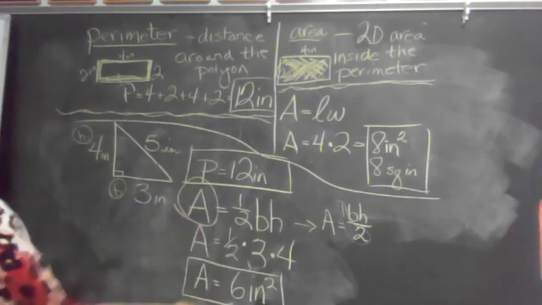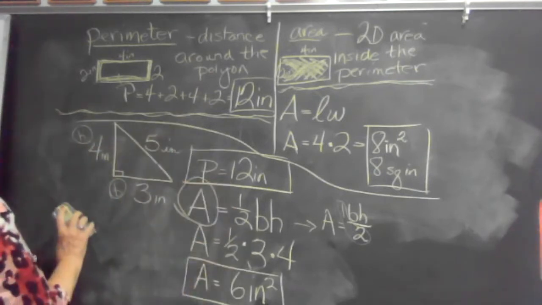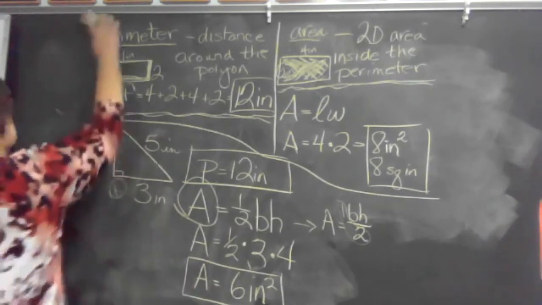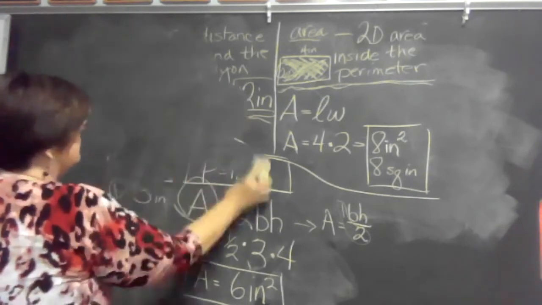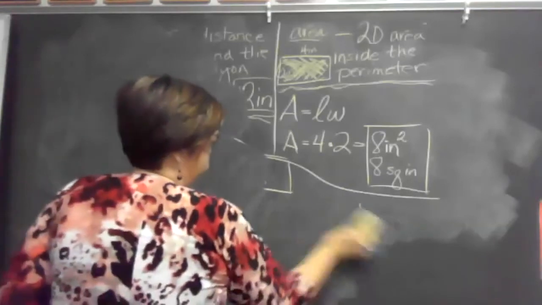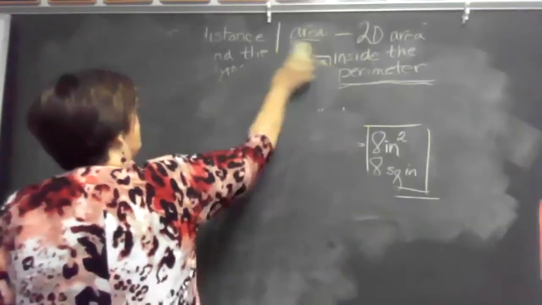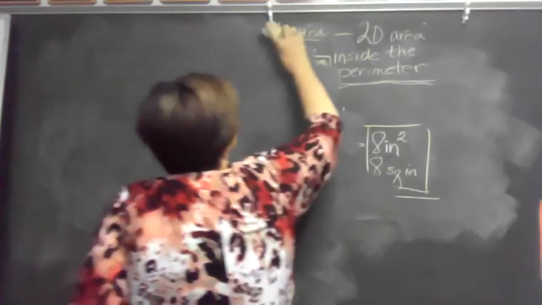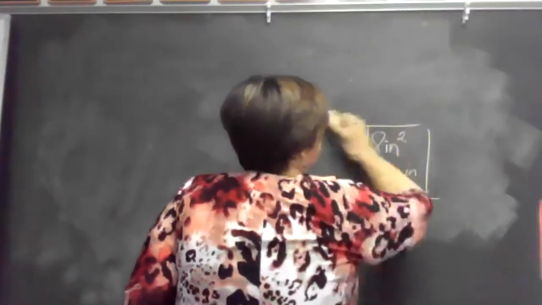I'm getting pretty busy here. I need to get rid of this stuff. I'm going to do another triangle, you guys. So find the perimeter. Well, the perimeter is just an add. And I want you to locate the area of a triangle, because we're going to find the perimeter and the area of this triangle now.